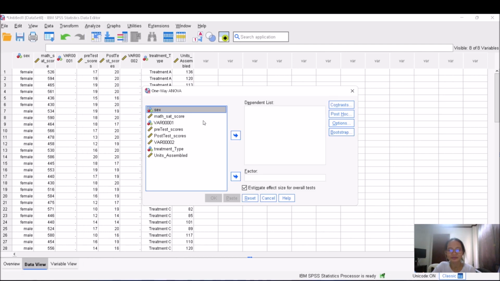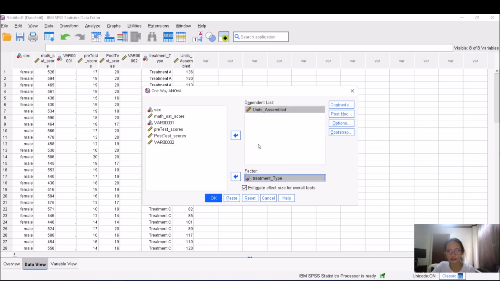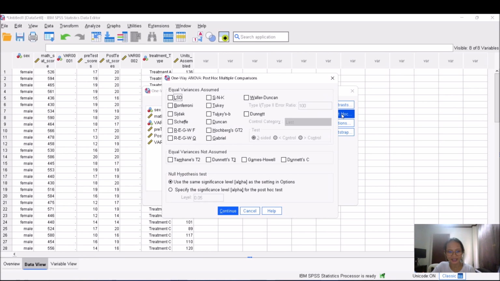Again, you are assuming that the data is normally distributed. And then you click units assembled for the dependent list and the treatment type for the factor. And for post hoc analysis, you can pick 1 for equal variances assumed, and 1 for equal variances not assumed.